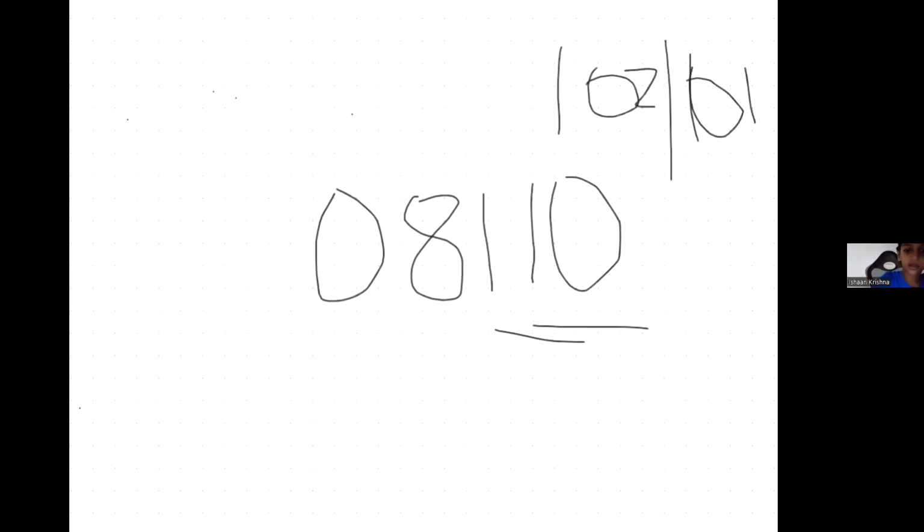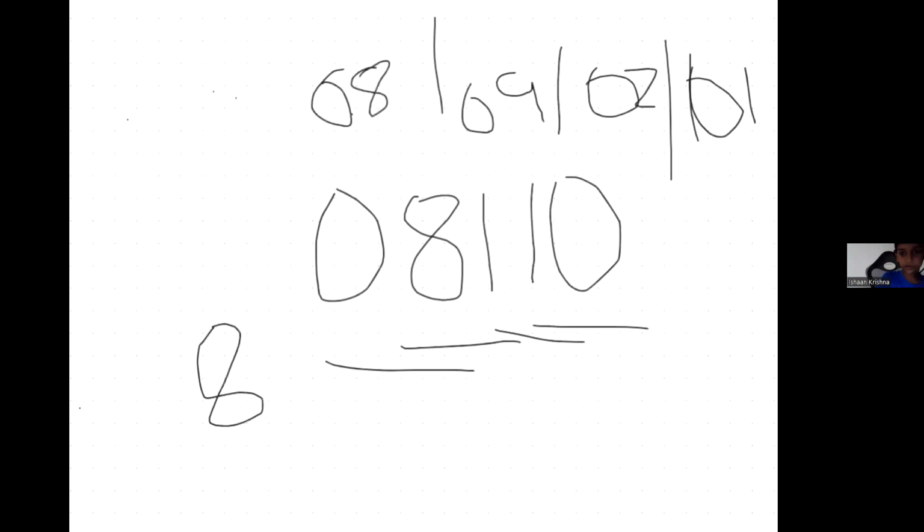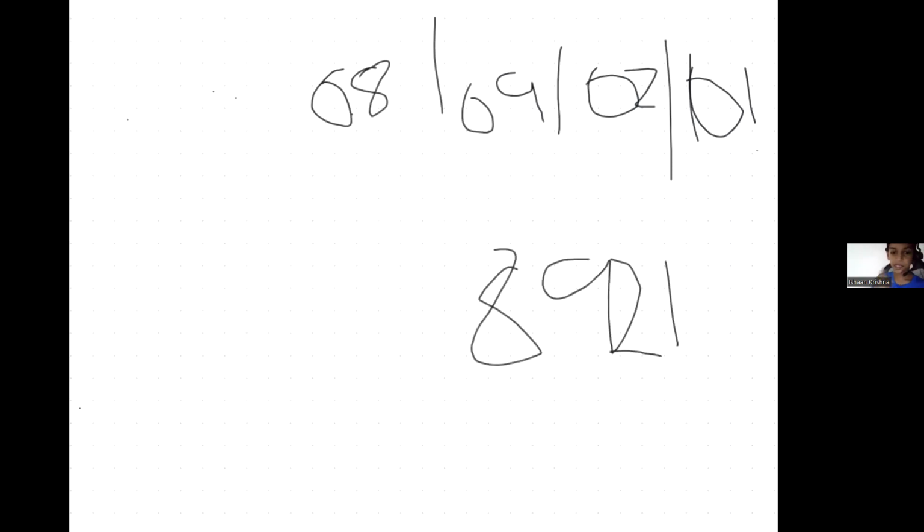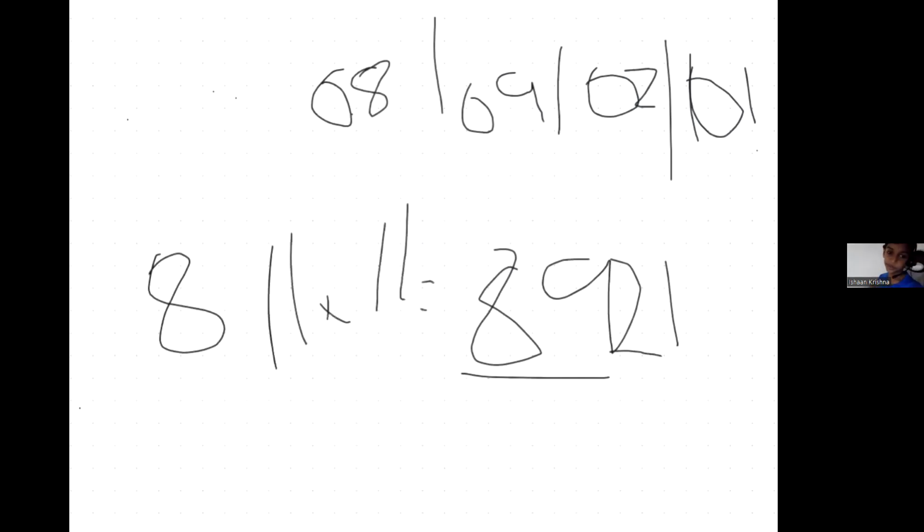And then 9, 0, 9 and then 0, 8. So the answer will be, we keep one like that. Add the 2 to the 0, which is 2. Add the 9 to the 0, which is 9. And add the 8 to the 0, which is 8. And forget about the 0 over there. There you go, the answer is 8921. So 811 times 11 is equal to 8921.